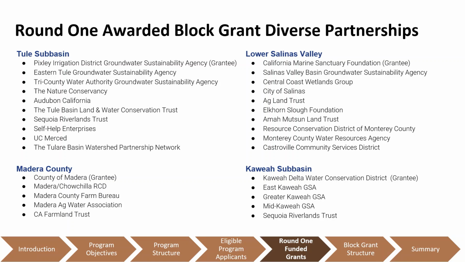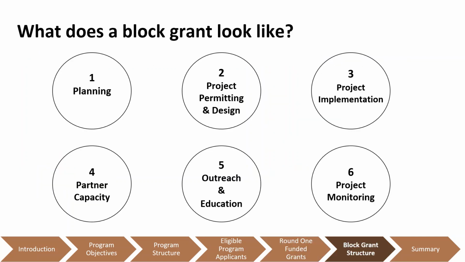To emphasize the importance of diverse partnerships in the successful Round 1 funding applicants, let's take a look at the organizations and collaborations represented across the four block grants and within each block grantee. The first four block grant recipients represent 28 partner organizations and 45 collaborators. This is a large and diverse group of stakeholders and local leaders working on land repurposing. Now let's take a look at what the block grant looks like.